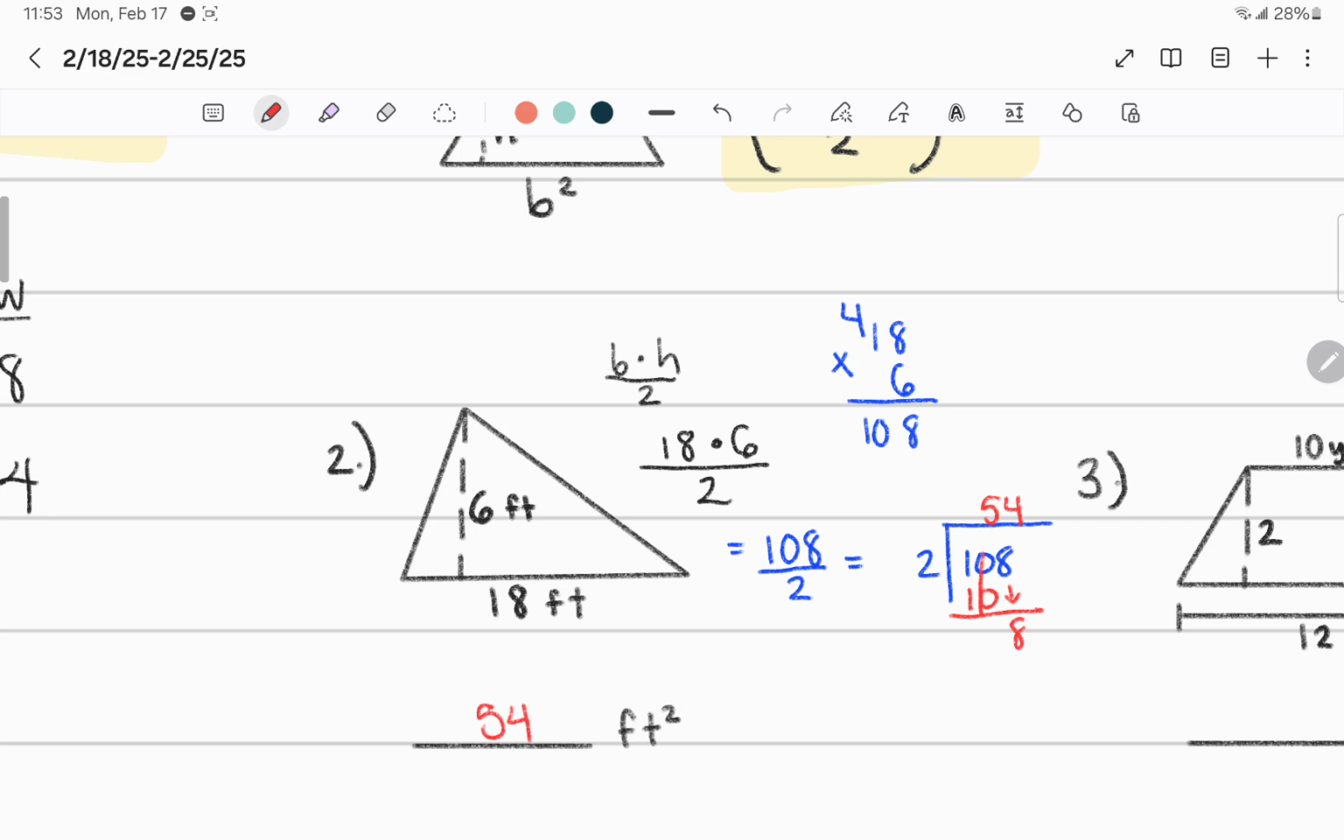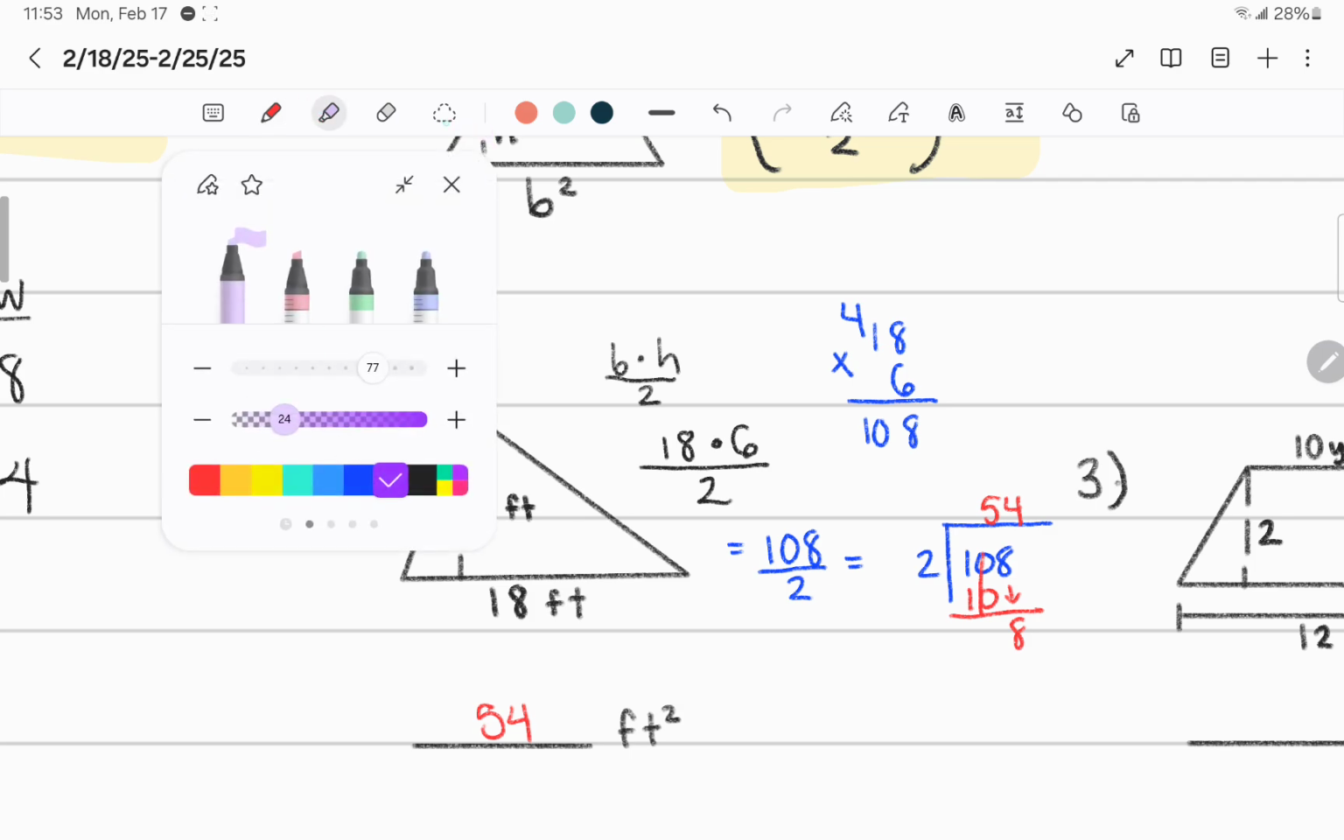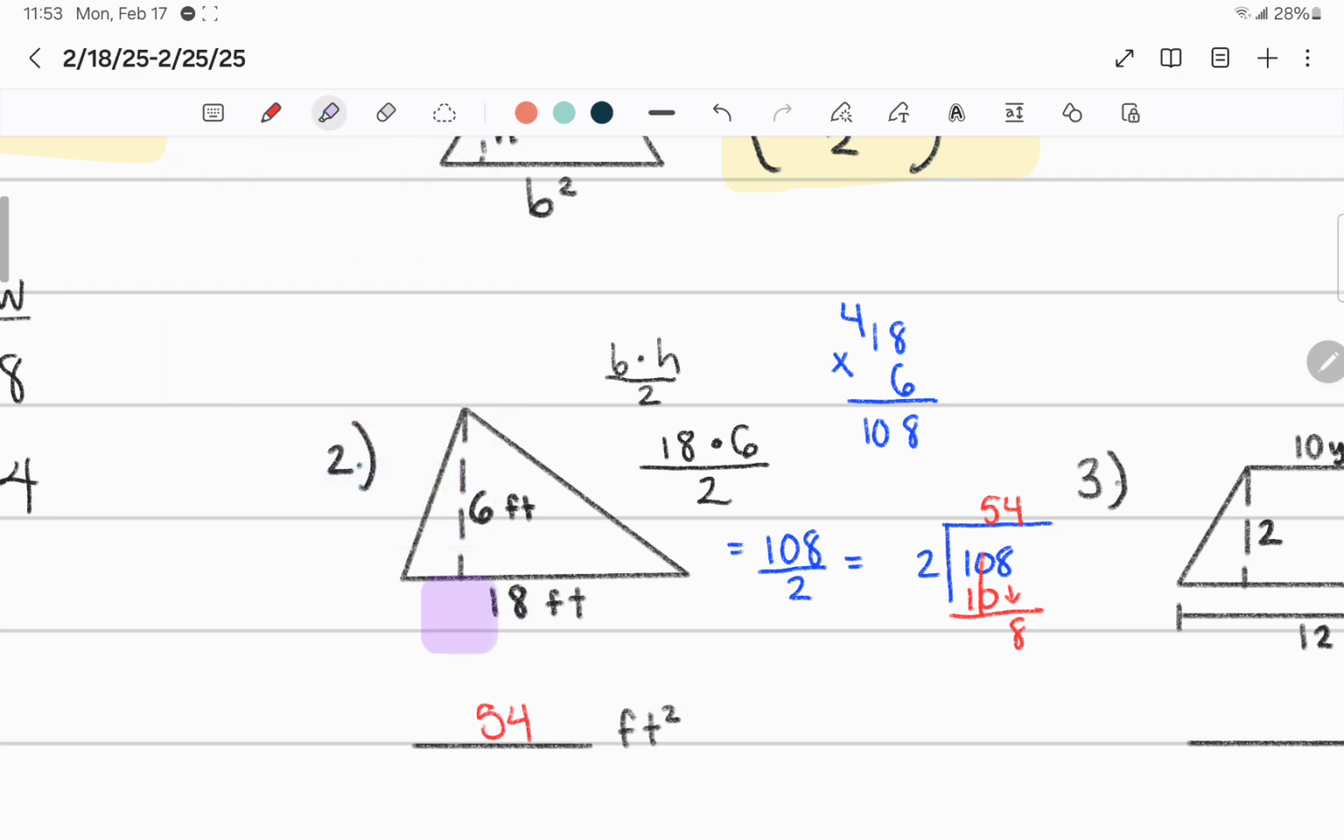So again, we did base times height, divided by 2. Base times height divided by 2. 18 times 6 was 108, and then we divided by 2. So whatever number you get at the top, you always divide it by 2.